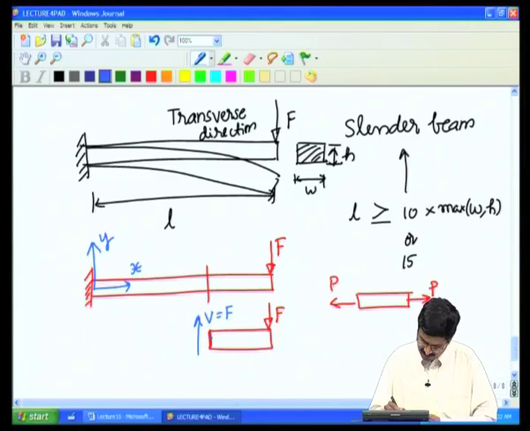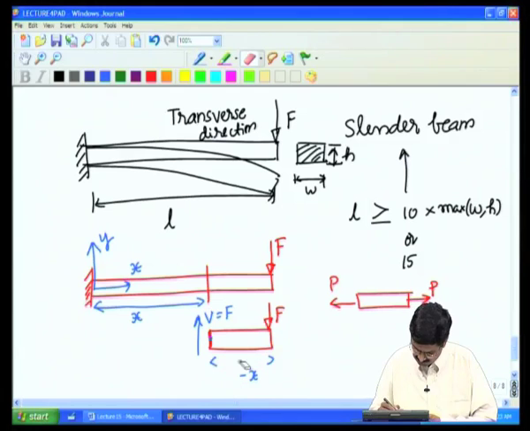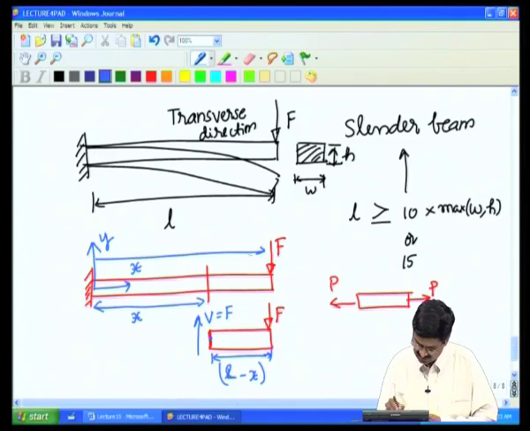But if I take moment about, let us say, this point, this vertical shear force does not contribute any moment, whereas this will contribute. Let us denote where we have cut, this distance as x. So, this is going to be L minus x, the distance which is L minus x, because the total from here to here is x, the total length we take as L here. So, there is L minus x.